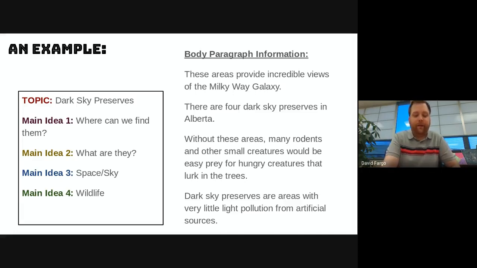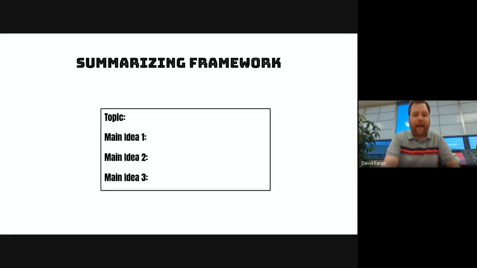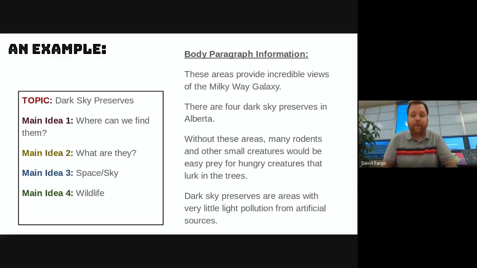But we can see we have our topic and our 4 main ideas. So really, we're looking at an example of a summarizing framework. Main idea 1, which is our first body paragraph, is where can we find them? Our second body paragraph is what are they? Our third body paragraph is space and sky. And our fourth body paragraph is dealing with wildlife. Okay, so those are the main ideas of each of those paragraphs.